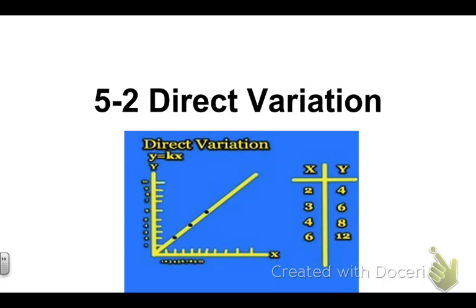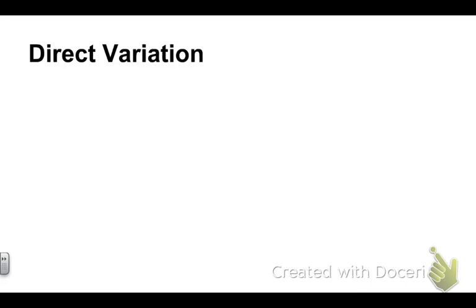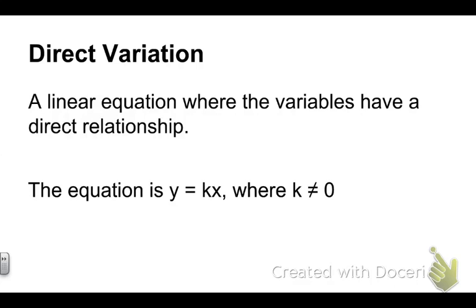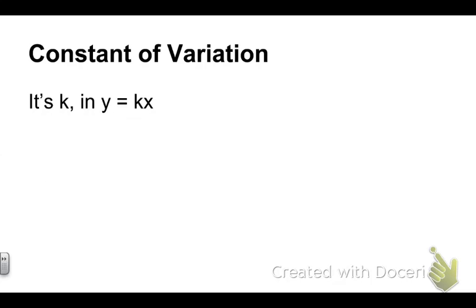Lesson 5.2 is on direct variation. It's a linear equation where the variables have a direct relationship. So the equation is y equals kx, where k is not equal to 0. It's a number being multiplied by x, nothing is being added or subtracted. One of the things we're going to be talking about is the constant of variation, and that's k. That's the number that's being multiplied by x.